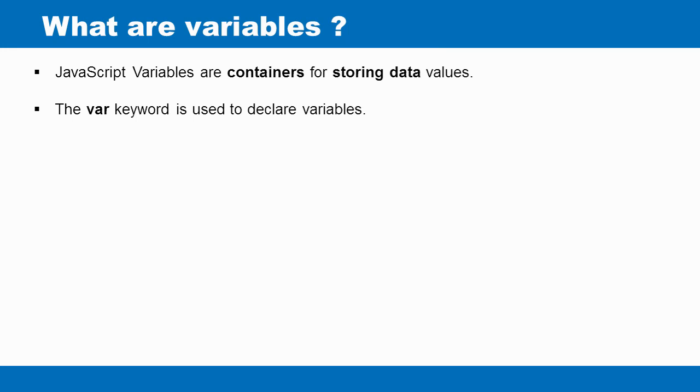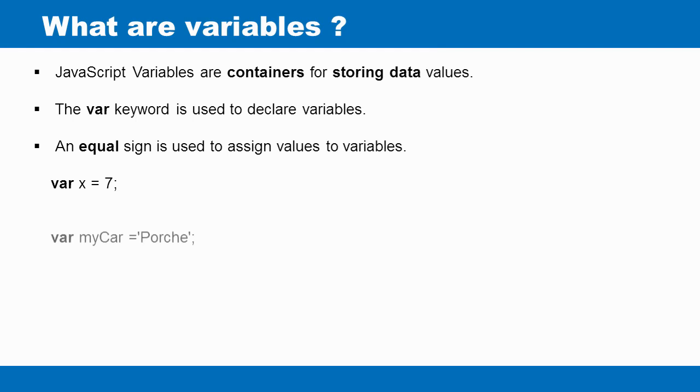Also, when you create variables, creating a variable means declaring a variable. It's the same thing. When you declare variables, you have to assign a value to them, and you use the equal sign to assign values to a variable. For example, if I wanted to create a variable X, I'm going to give it a value of 7. Also, if I want to create a variable called, say, my car, I give it a value of Porsche.